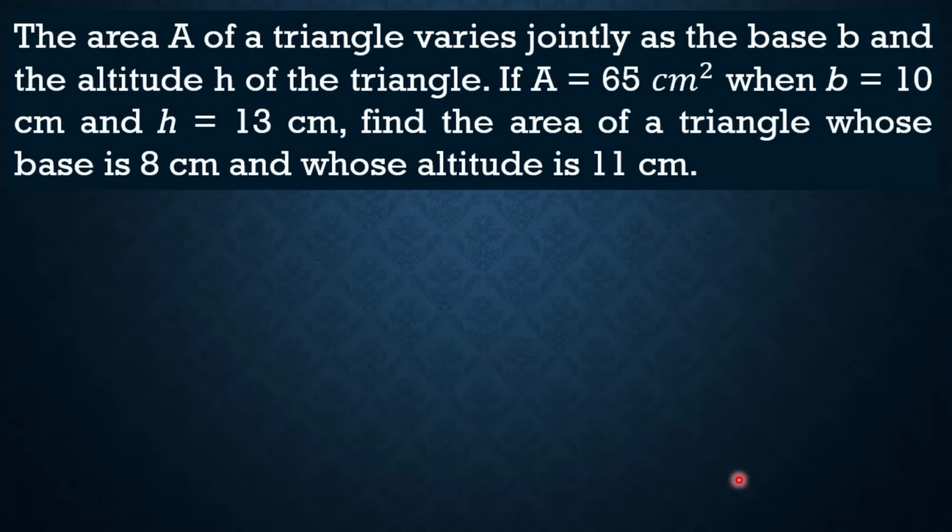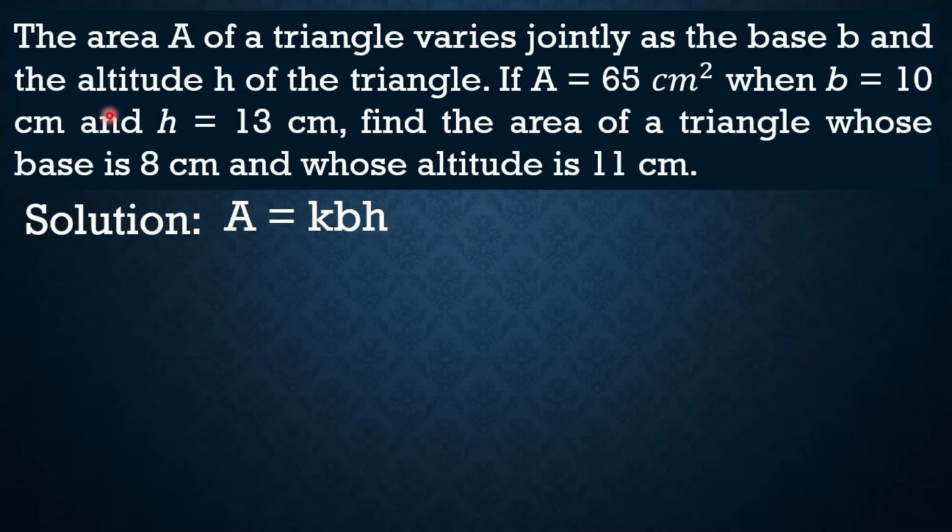So last example for this video lesson. The area A of a triangle varies jointly as the base B and the altitude H of the triangle. So yun muna ang una natin gagawin. So we need to translate into mathematical sentence yung A, yung area natin that varies jointly in the base and altitude. So that is A is equal to KBH.